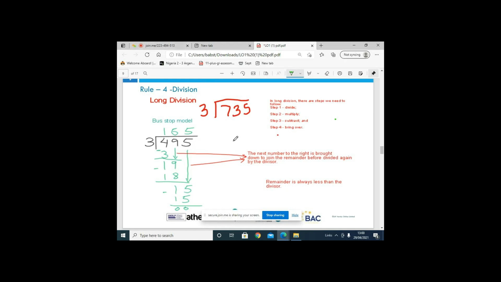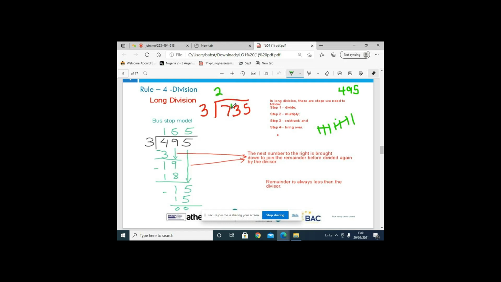495. Okay, you got 495. So let me do it now. How many 3 can you find inside 7? You can't say 0. You count 1, 2, 3, 4, 5, 6, 7. It's 2. So it's going to remain what?